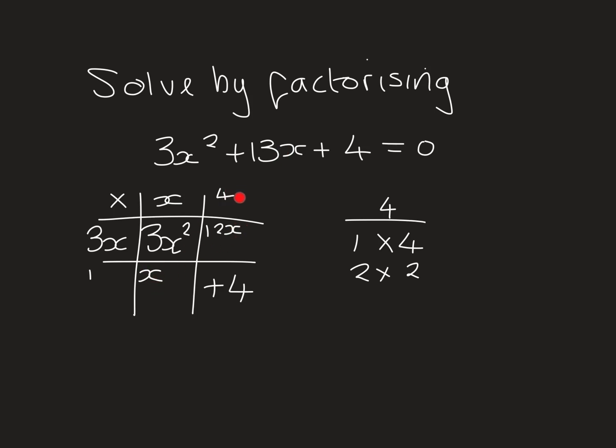If it didn't, I'd need to swap the 1 and 4 round and check that that worked. If that didn't work, I'd need to try the 2 and 2. But I've been lucky this time, I've got it straight away. So I've got 3x plus 1 times x plus 4 is equal to 0.